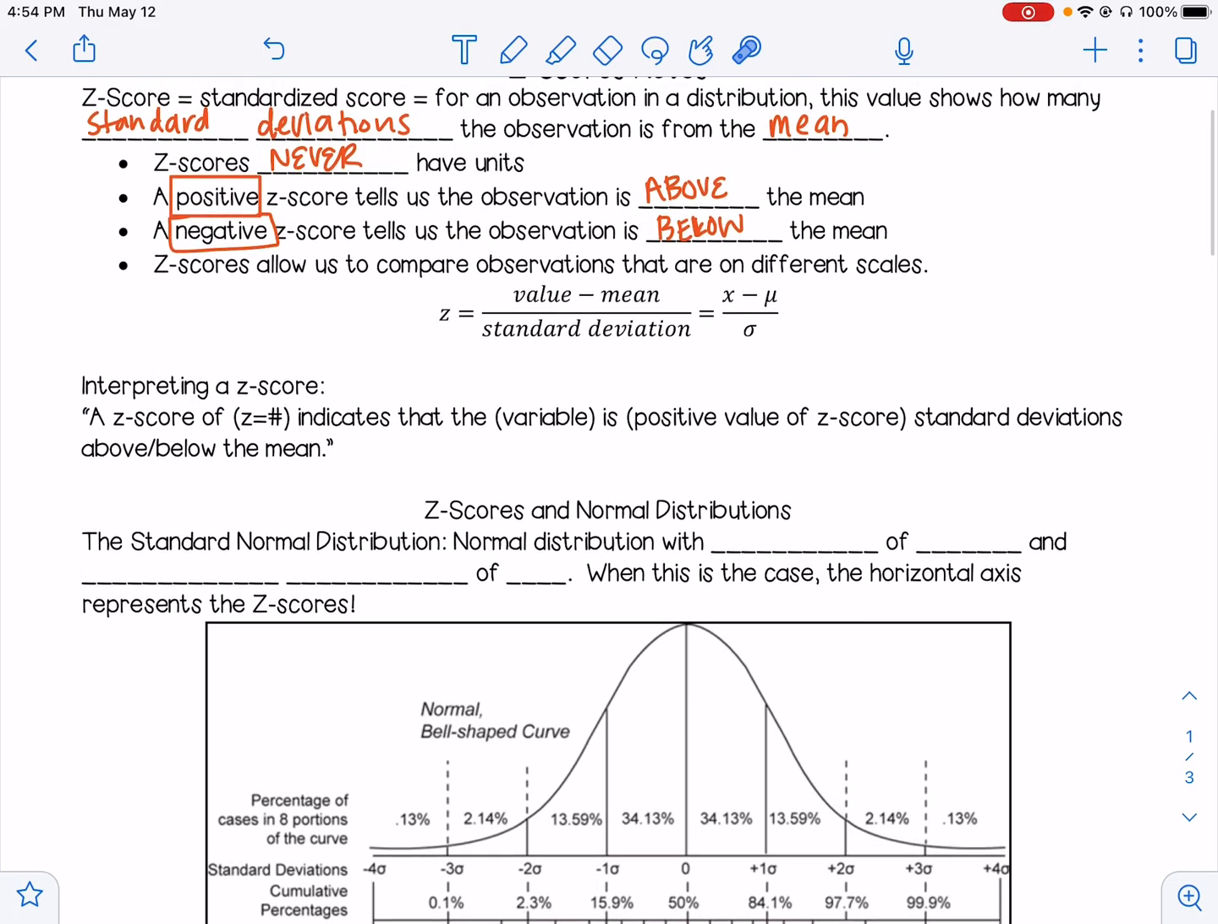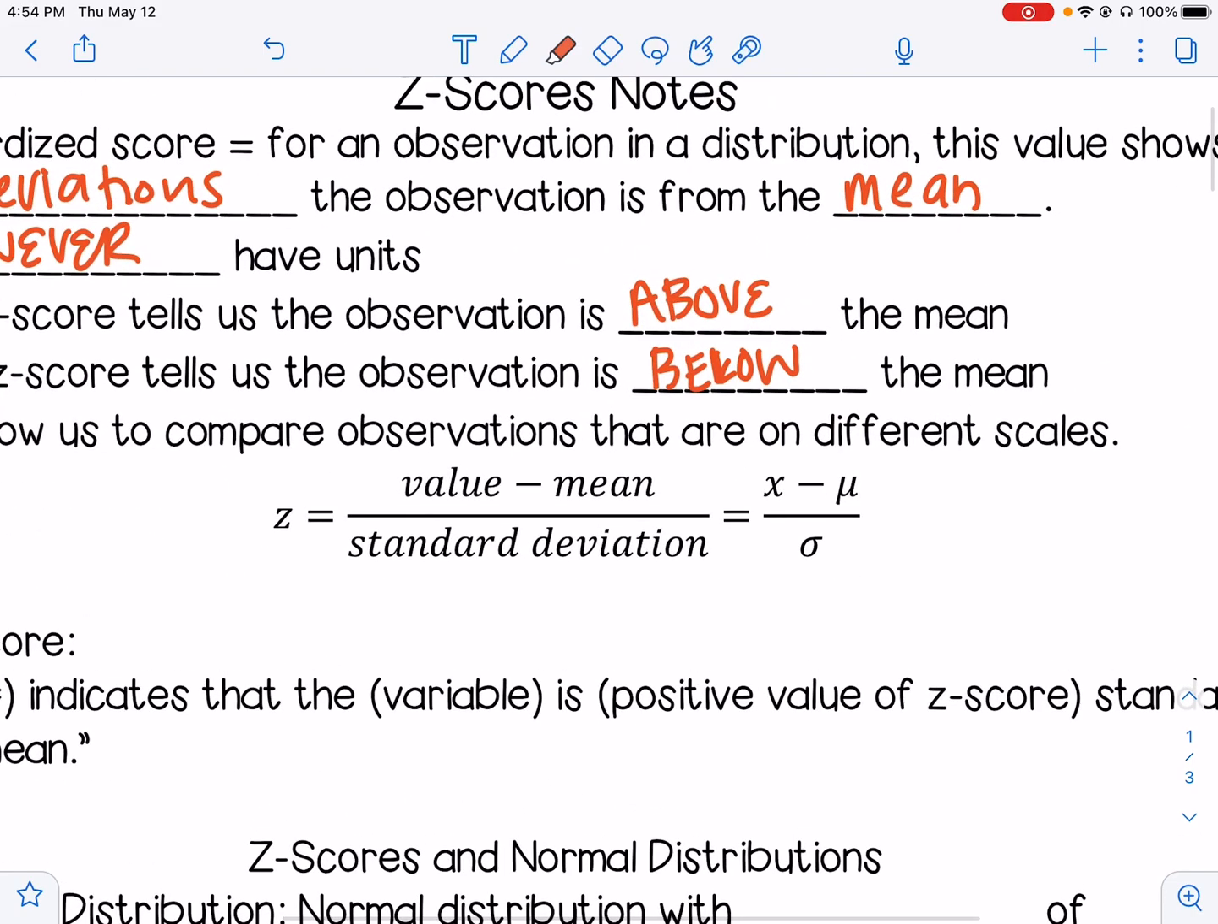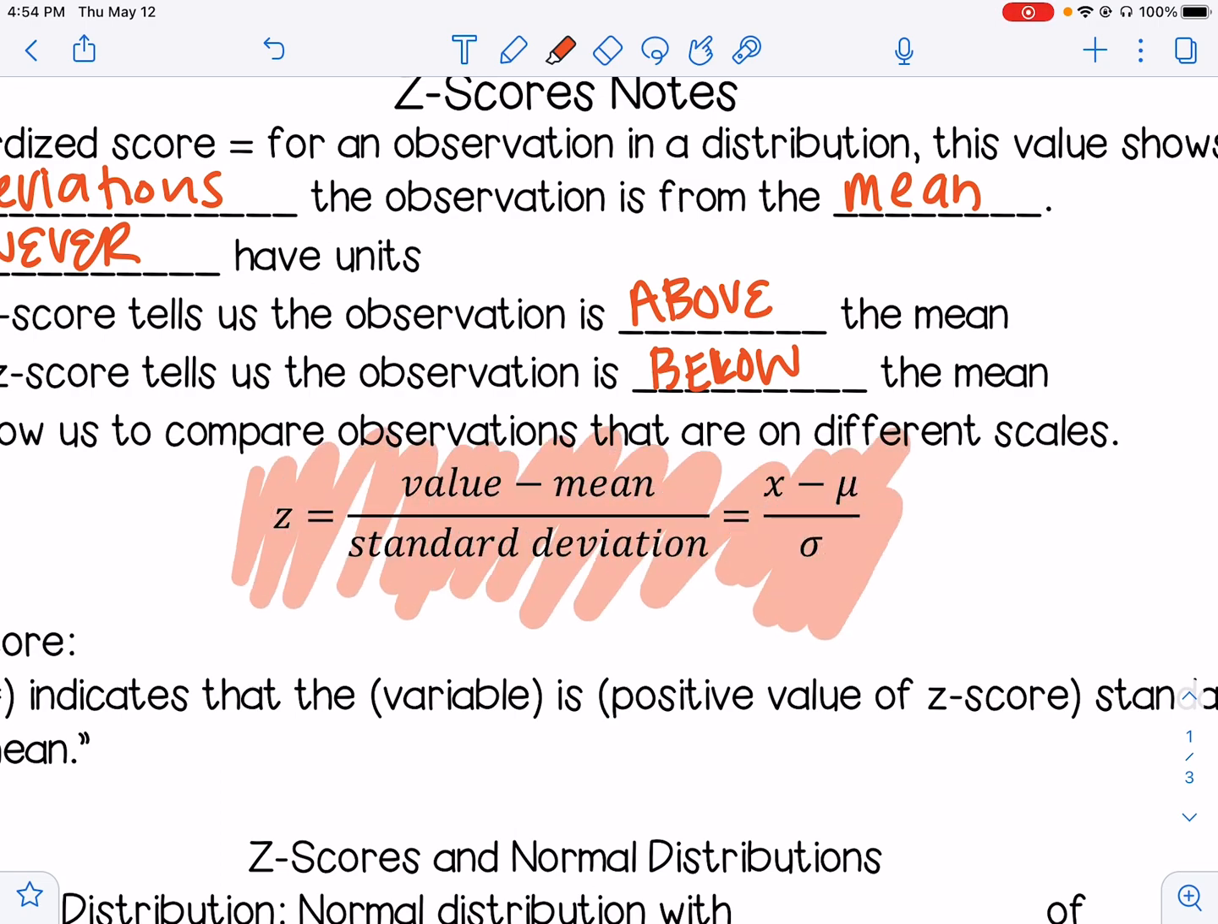The way that we end up finding our z-score is using this formula right here. Now, we've been using these symbols a lot. We know that x represents the actual data point, so the value that you're looking at. Mu is your mean, and lowercase sigma is your standard deviation. So in order to find this, we're always going to do your data point minus the mean and then divide it by the standard deviation.